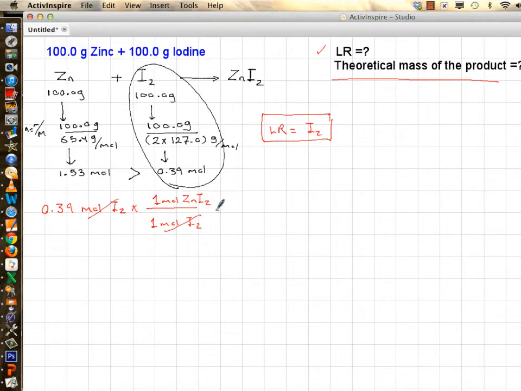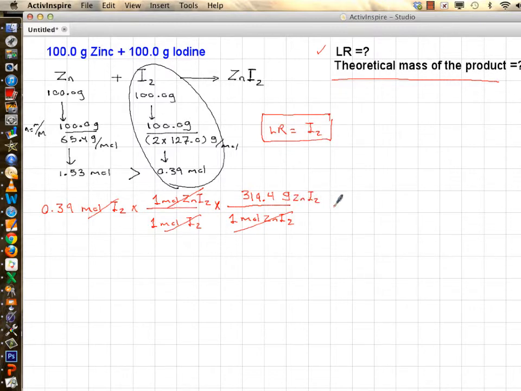If you stop here, what you find is moles of zinc iodide, which happens to be 0.39. But let's carry one more step. Let's multiply moles by molar mass, and then we have mass. Now remember, molar mass is grams over mole. So 1 mole of zinc iodide, you have 1 zinc and 2 iodine, so it's 65.4 plus 2 times 127 is 319.4 grams per mole. Moles of zinc iodide cancel each other out.